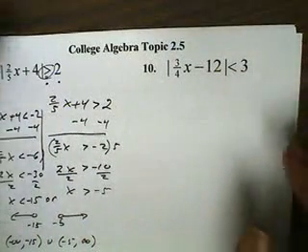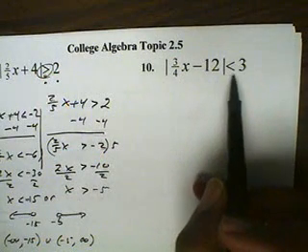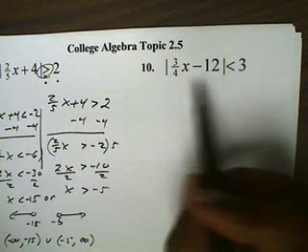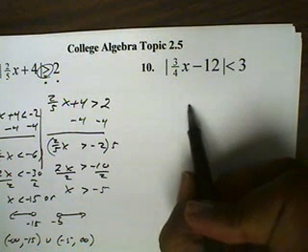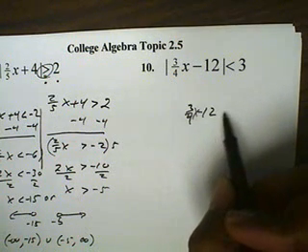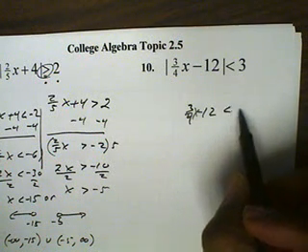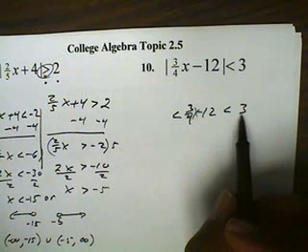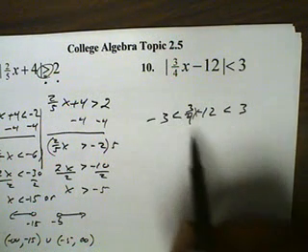Now, an absolute value that's followed by a less than sign is handled differently. First, we remove the absolute values. So we're going to get 3/4 x minus 12 is less than 3. Then we repeat the sign behind, so another less than, and then we change the sign of 3 to a negative.